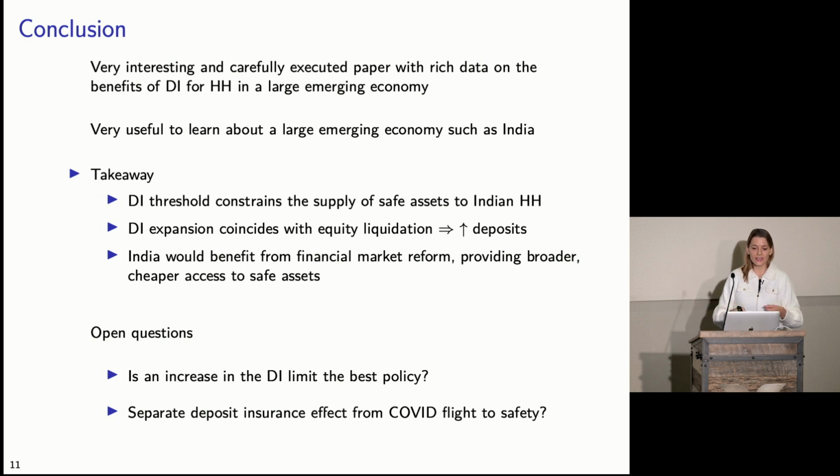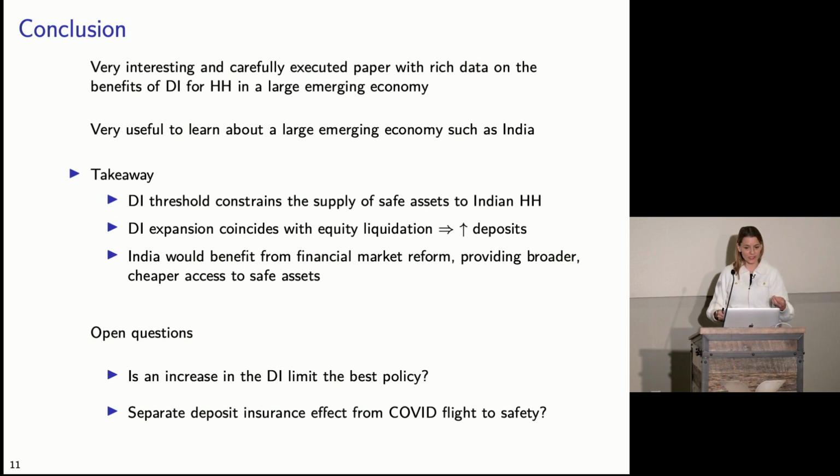So to conclude, it's a very interesting and carefully executed paper with rich data on the benefits of deposit insurance for households in a large emerging economy. I think this is very useful to learn about India, and I feel that when we want to make the case that it's the same in the US and the estimates are the same, we don't have to go this way because the comparison is limping a little bit.